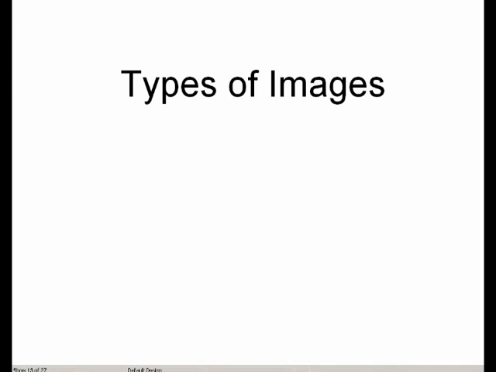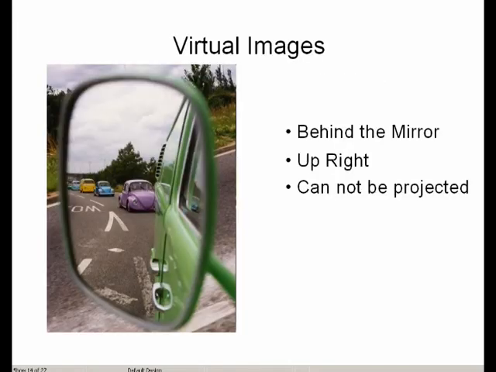All right, next section is types of images. There are two types of images that we need to have memorized. The first one is called a virtual image. A virtual image is what you see in a regular mirror. Virtual images are behind the mirror. It appears that this object is behind the mirror. Virtual images are right side up, and they cannot be projected onto a screen. And these definitions we'll understand later on when we get to the other types of mirrors. For right now, it's just something we have to memorize.